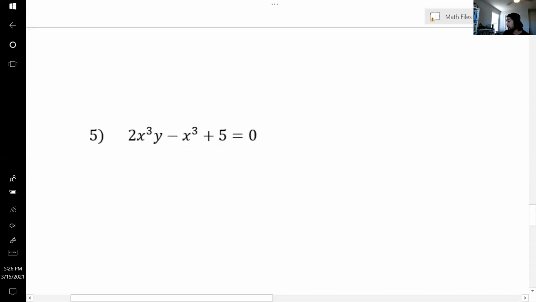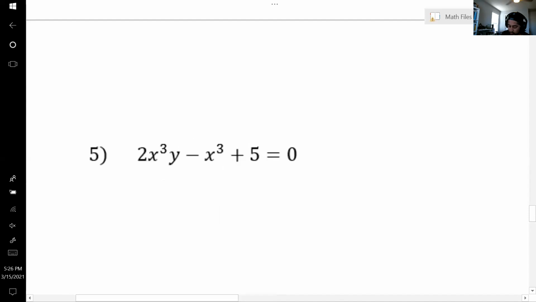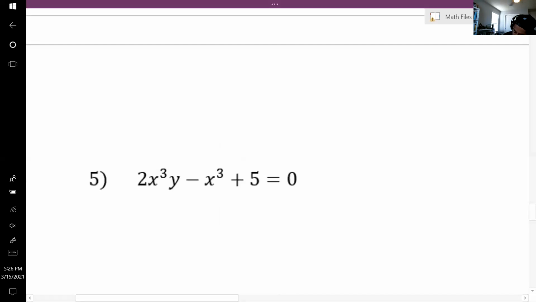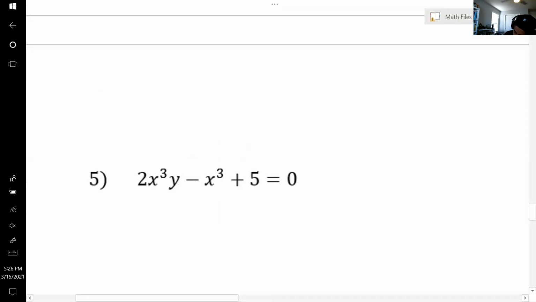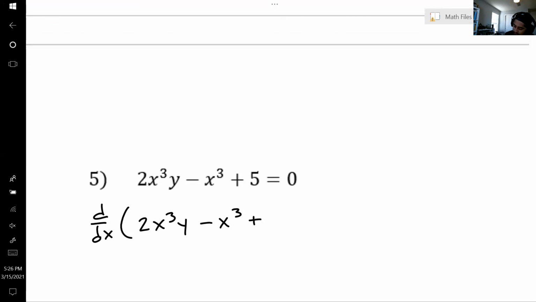5. We're going to do it again. 2x cubed y minus x cubed plus 5 equal to 0. Take the implicit derivative. So d over dx of 2x cubed y minus x cubed plus 5 equal to d over dx of 0.